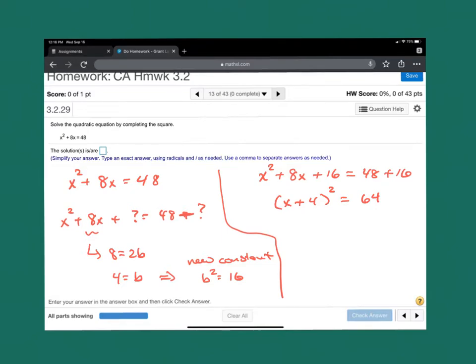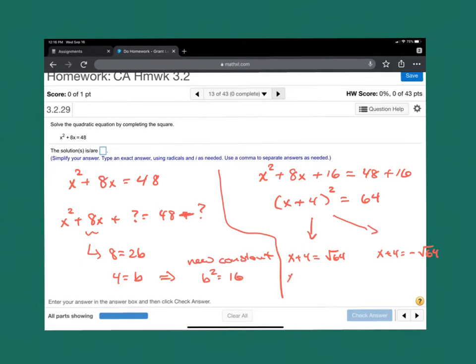Now, what this gives me is something that I can use my square root property on. Since I have just something squared equal to 64, this tells me that I'm going to have two solutions. One of them where x plus 4 is equal to the square root of 64, and the other one where x plus 4 is equal to negative the square root of 64.